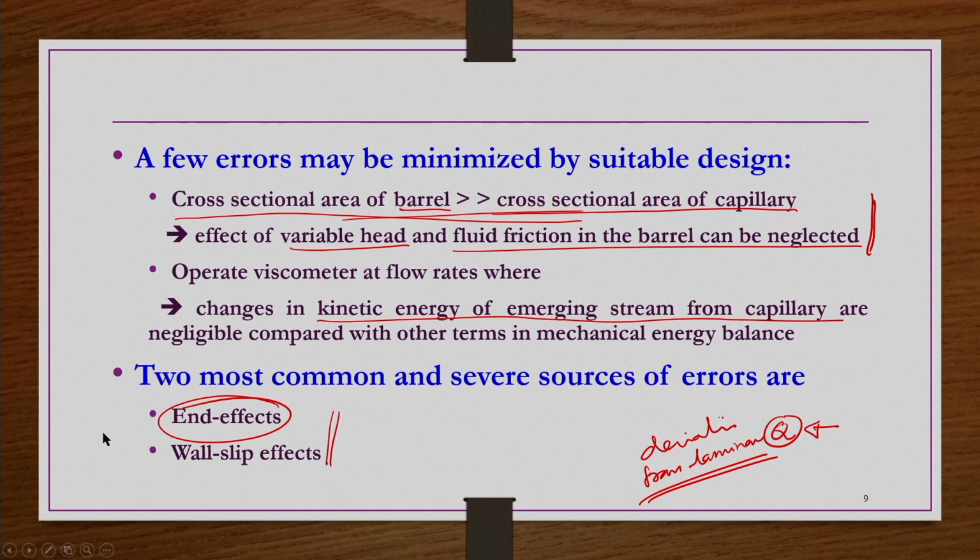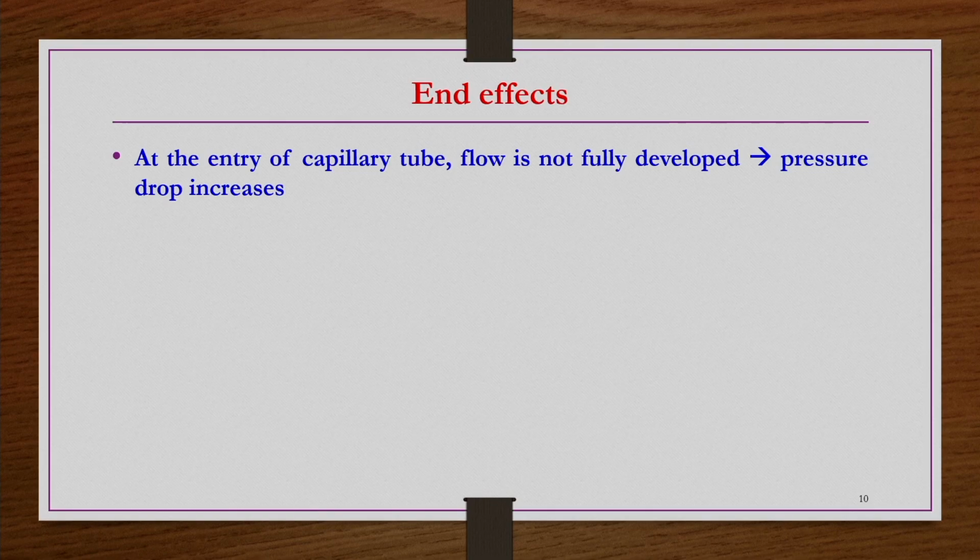So, in the remaining lecture we are going to discuss end effects. In the next lecture we will be discussing wall slip effects and then deviation from laminar flow conditions. Viscous heating we are not taking into consideration as of now. End effects. So, at the entry of the capillary tube, flow is not fully developed and the pressure drop increases because at the entry the flow cross section area suddenly contracts. So, because of that obviously the pressure drop would be higher at that entry point, as I just explained, right.